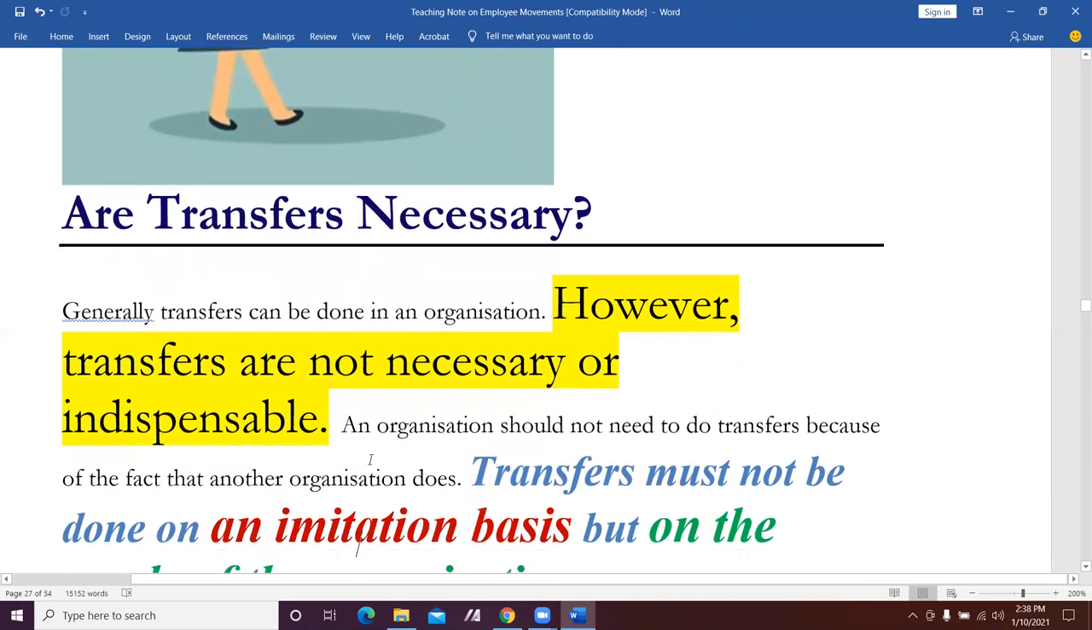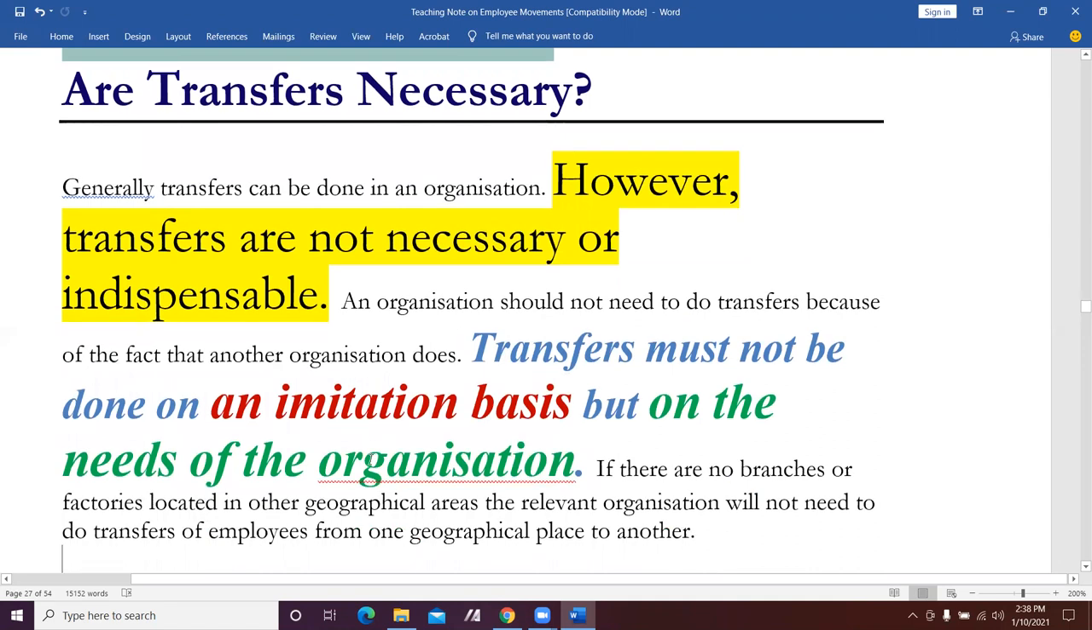Then, are transfers necessary? An important question. The answer is, according to the theory of HRM, there is something called a transfer. So therefore, we have to create transfers, give transfers, and manage transfers. Is that because of the theory? We should not do that. Also, because there are organizations, including competitors, that give transfers and manage transfers, we also should do it? We should not follow. So therefore, on an imitation basis, we should not give transfers. We should give transfers on the needs of the organization.